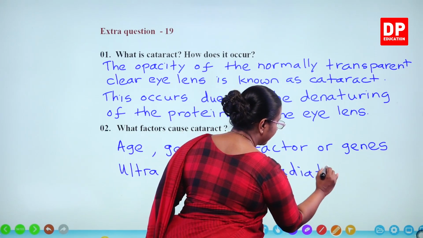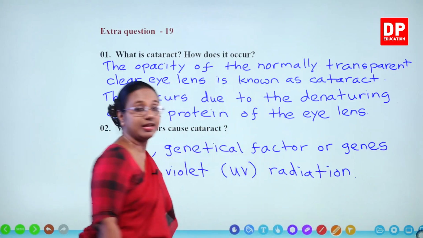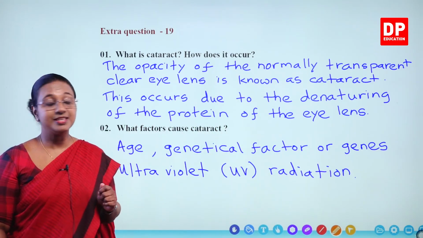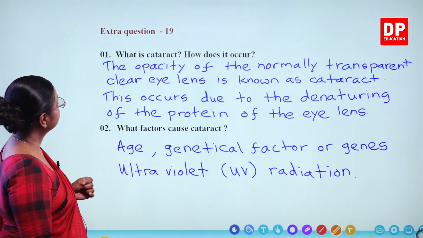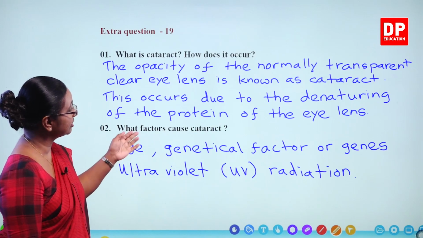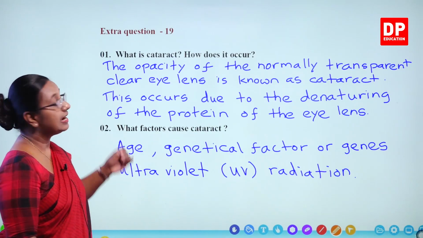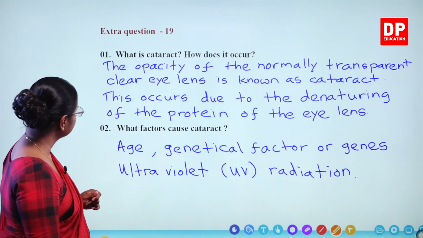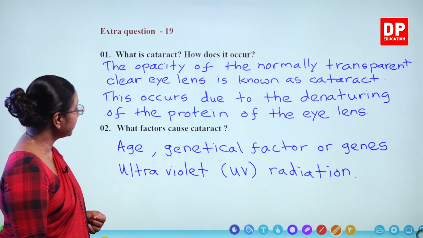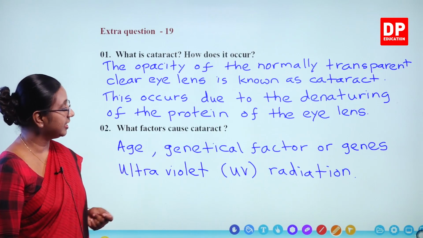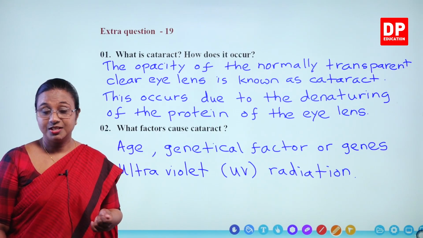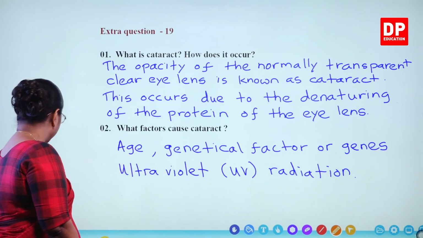You can say ultraviolet or UV radiation. I am sure you were also able to answer all these questions. What is cataract? The opacity of the normally transparent clear eye lens is known as cataract. And this occurs due to the denaturing of the protein of the eye lens. And the factors that cause cataract are age, genetical factors or genes, and ultraviolet radiation. With that, I will move on to the next one.